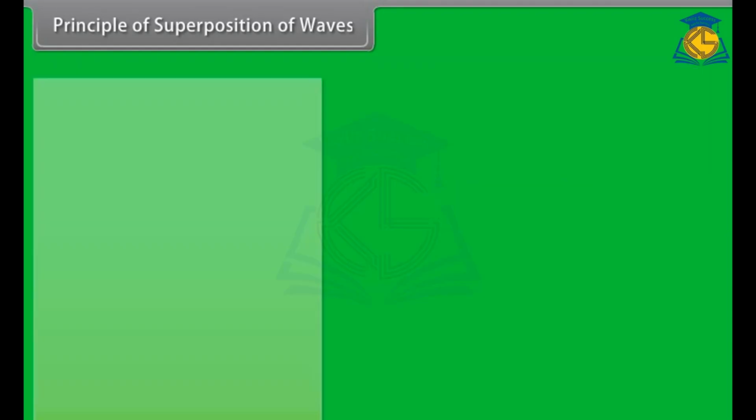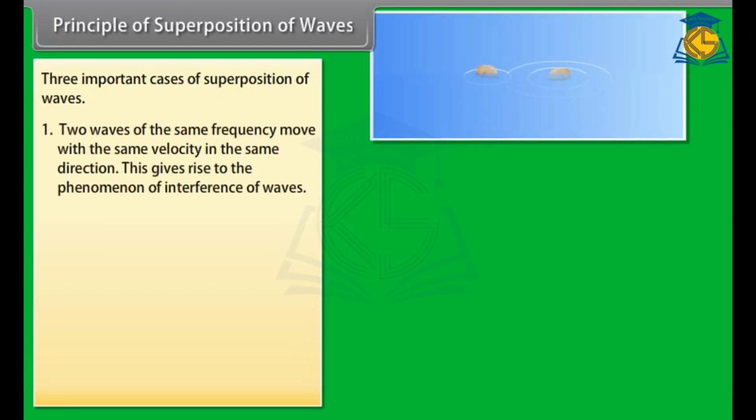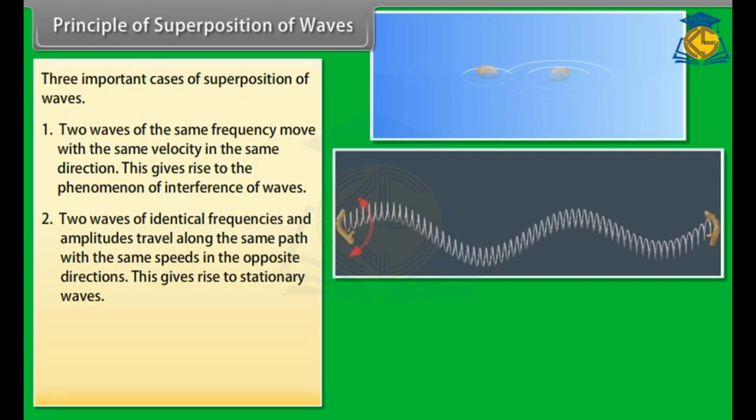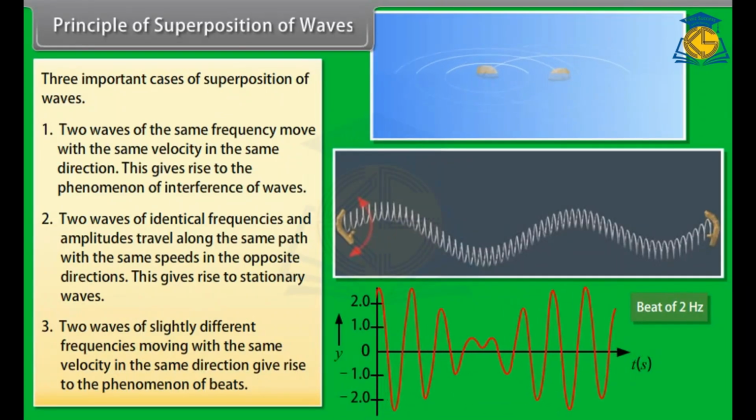This gives rise to the following three important cases of superposition of waves. Number 1. Two waves of the same frequency move with the same velocity in the same direction. This gives rise to the phenomenon of interference of waves. Number 2. Two waves of identical frequencies and amplitudes travel along the same path with the same speeds in the opposite directions. This gives rise to stationary waves. Number 3. Two waves of slightly different frequencies moving with the same velocity in the same direction give rise to the phenomenon of beats.